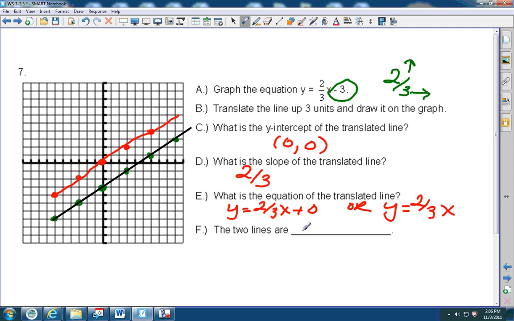These two lines are parallel. Why are they parallel? Because they have the same slope.